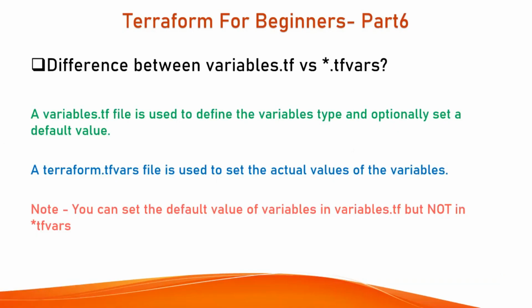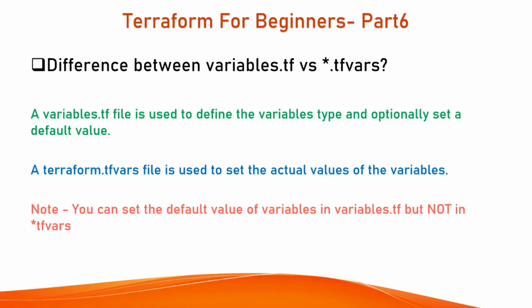Now, what is the difference between variables.tf versus tfvars? The variables.tf file is used to define the variable types and optionally set a default value, which we have seen in our earlier slides. What is the Terraform tfvars file used for? The Terraform tfvars file is used to set the actual values of the variables. One key point to note here is that you can set a default value of variables in variables.tf, which we have seen, but not in the tfvars file.